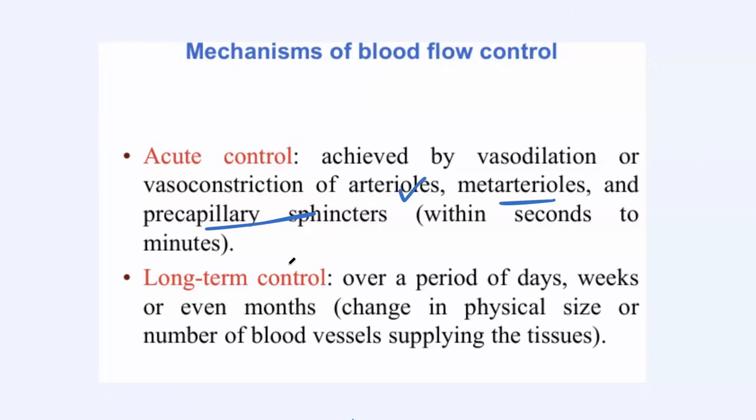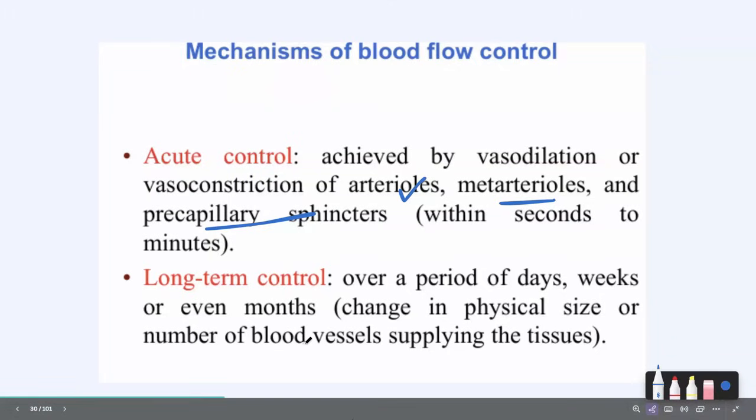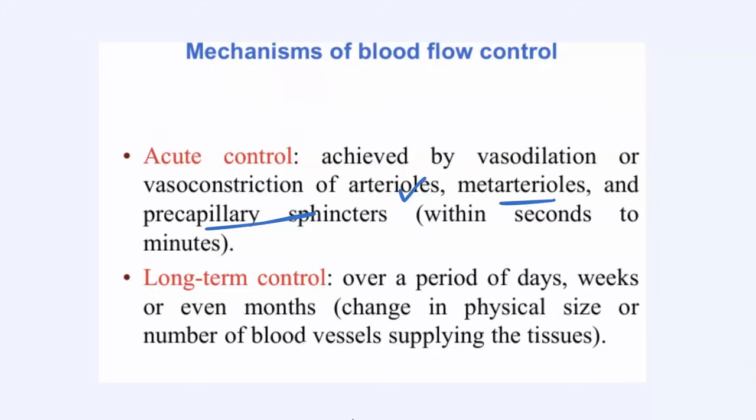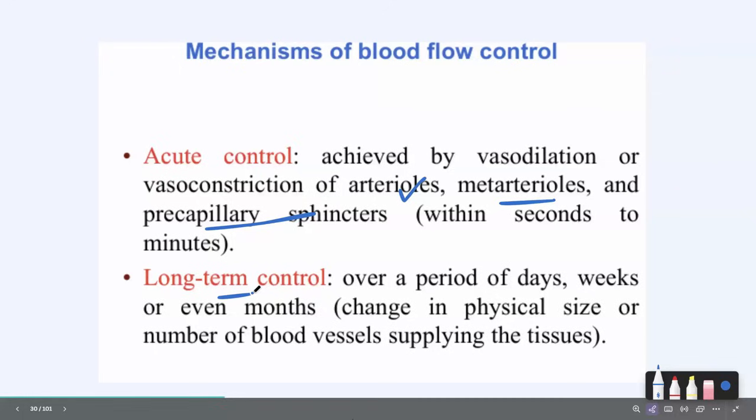Long-term control. This is over a period of days, weeks, or even months. So if I go to the gym very regularly, my muscle mass is going to increase. And when my muscle mass increases, I'm going to have more blood vessels supplying my muscles because they need that. It's going to cause angiogenesis, and that is long-term control.